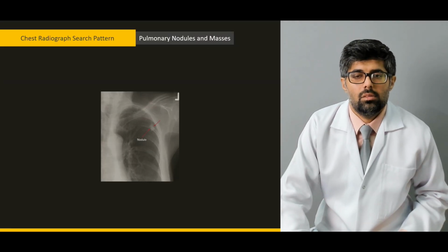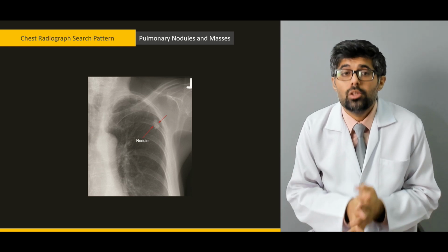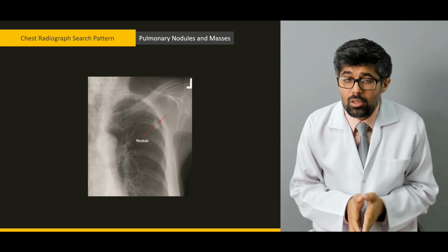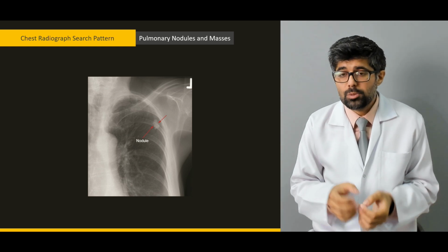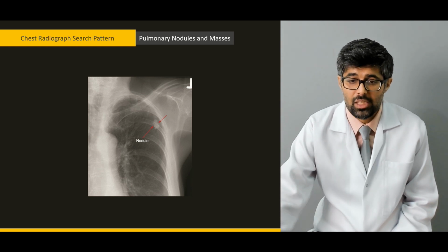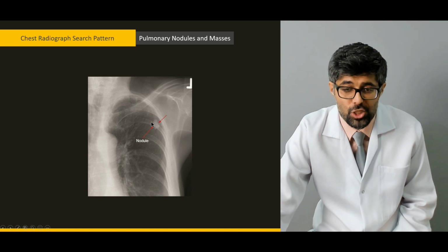Next, pulmonary nodules are also called coin lesions. Why are they called coin lesions? Because pulmonary nodules have a very characteristic shape and size. They are always oval or in an ovoid shape.